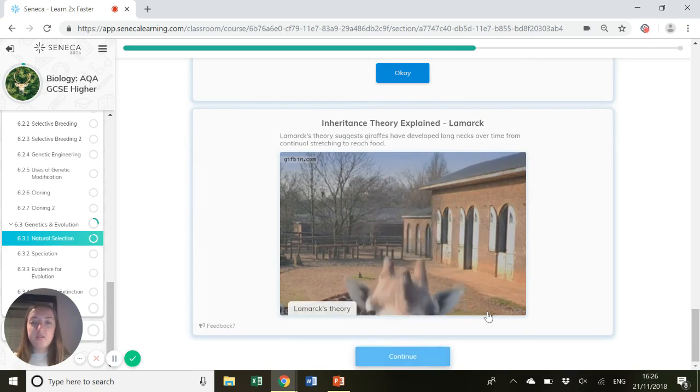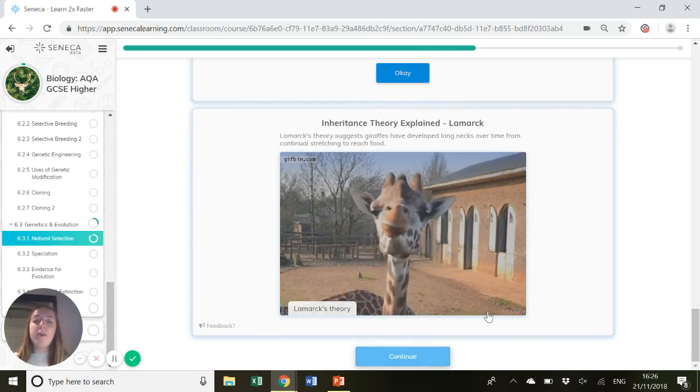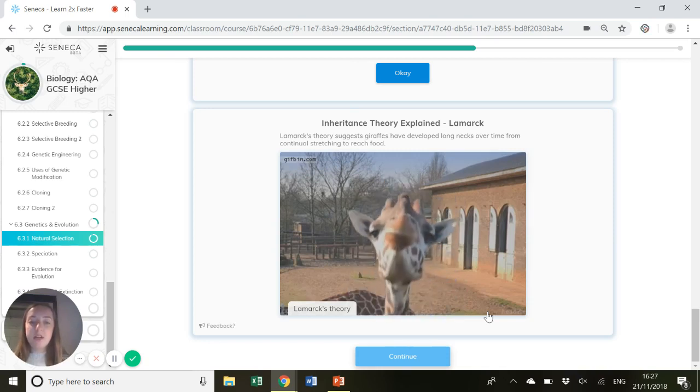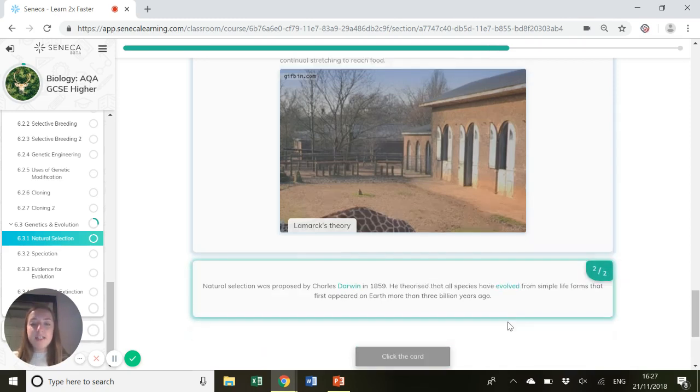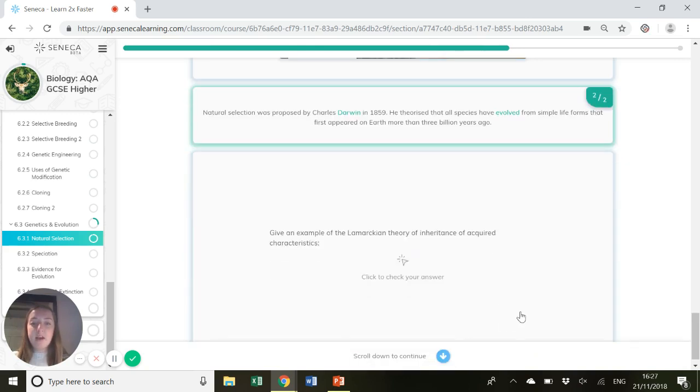So we've got a nice little picture of a giraffe here. As we were talking about earlier, Lamarck believed that giraffes' necks got longer because they had to stretch to reach trees. So natural selection was proposed by Charles Darwin. So I'll type that in. Nice. In 1859, and he theorised that all species have evolved from simple life forms that first appeared on Earth more than 3 billion years ago.